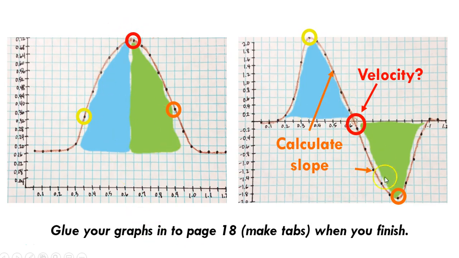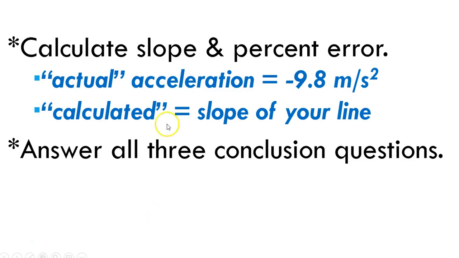After you have finished all of this, if you've not already done so, glue those graphs in on page 18, make some tabs so that they can flip out of the way and you can still see your data chart. Again, you're going to calculate your slope, that's your acceleration for the lab, and then you're going to use that to calculate your percent error.